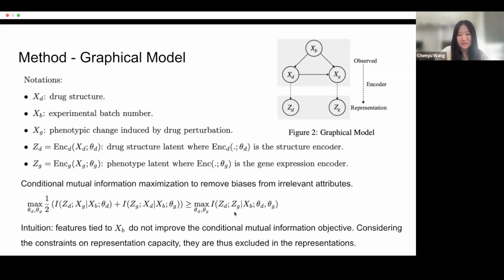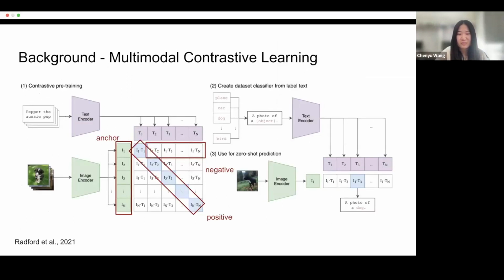However, as we know, optimizing the conditional mutual information is not easy in practice, and people are trying different ways to estimate the conditional mutual information and also to optimize some lower bound of the conditional mutual information. So here we think about the problem in the contrastive learning framework, and I will introduce a little bit more background of contrastive learning and multimodal contrastive learning.